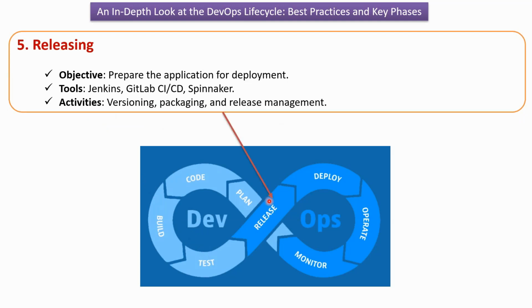Fifth step is releasing. The objective is to prepare the application for deployment. Tools used are Jenkins, GitLab CI/CD, and Spinnaker. Activities are versioning, packaging, and release management.